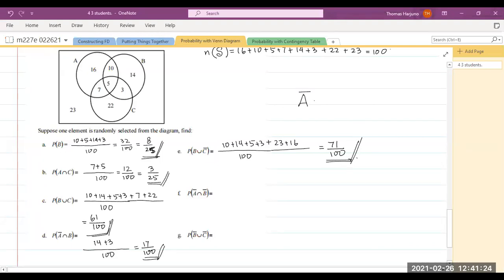A bar means complement of A, basically outside of A.